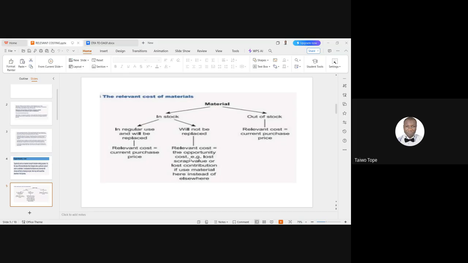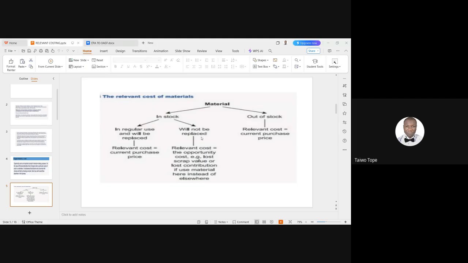Please take note of that. It means if you have an option to use a material within your organization and you have an option to give it out, the relevant cost of that material is the opportunity cost. That is the value you will get when you give it out. That is the opportunity cost, and that will be the relevant cost in that case.